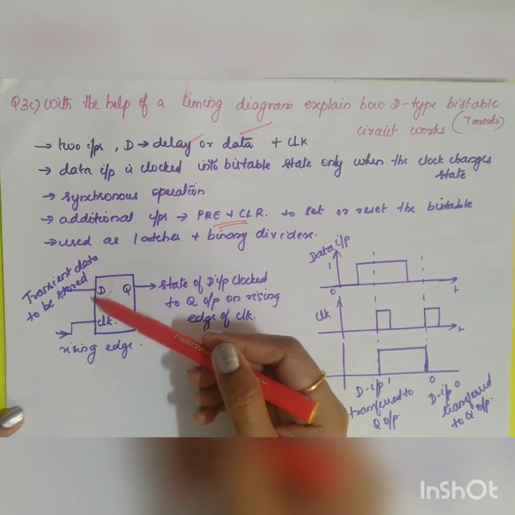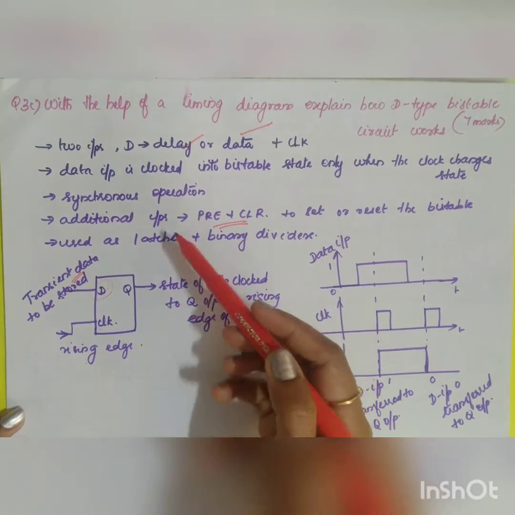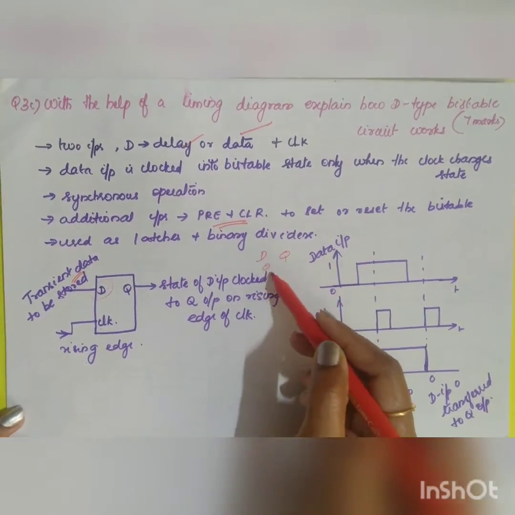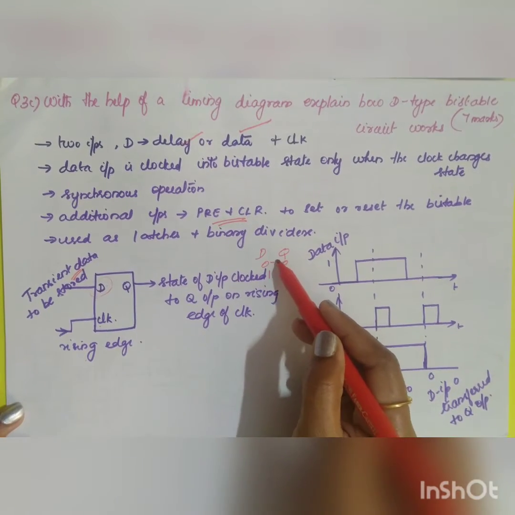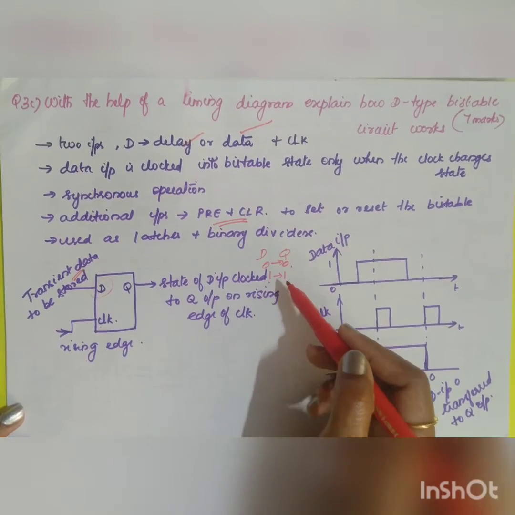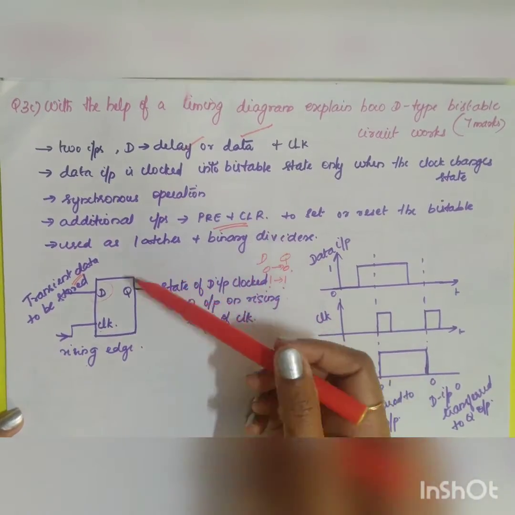So if you give the data, what is the specialty of your D flip flop? Same data you will be getting as the output Q, right? D 0 or 1, same output you will be getting. If D is equal to 0, output will be equal to 0. If D is equal to 1, output will be equal to 1, but there will be a delay. That is why it's called as delay flip flop.